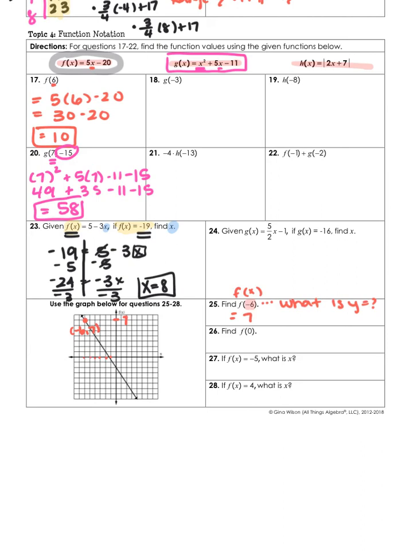27 is the opposite. This time I'm saying, hey, y equals negative 5. When y is negative 5, what is x? So we're going to find negative 5. 1, 2, 3, 4. So here's when y is negative 5. You have to look at what x coordinate is there. Well, that's right, 2. So what is x? x equals 2 when y is negative 5. So go ahead and try number 28 on your own.